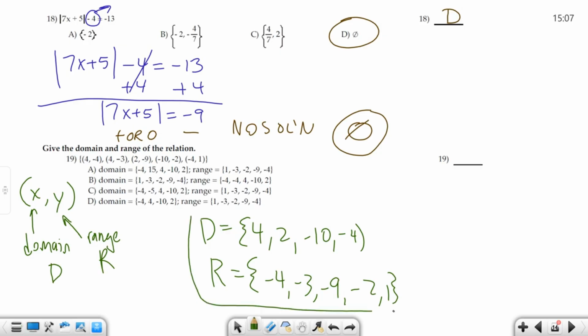So how do I do this here? Well, look for the domain. 4, negative 4, 4, negative 10, and 2. Let's see. 4, 2, negative 10, negative 4. All right, so that's it right there. That's that one. And then let me go ahead and just take all those out. And then the range, negative 4, negative 3, negative 9, negative 2, and 1. These all match up here just like they did there. So D, number 19, is going to be D as well, just like number 18 was D.